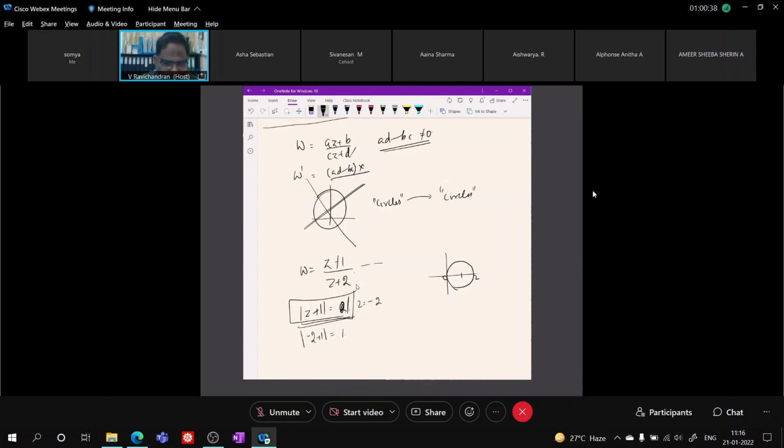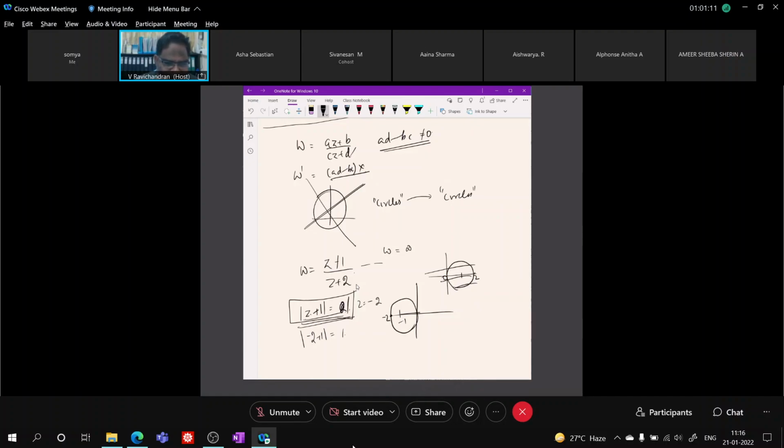So if you see the point minus 2 is, minus 1. I made a mistake. The center is minus 1 here. The center of the circle is minus 1, radius is 1, so the circle will be this one. So minus 2 is naturally on this circle, mod z plus 1 equal to 1. When you substitute it here, you can see that this w becomes infinity. So minus 2 is going to infinity.